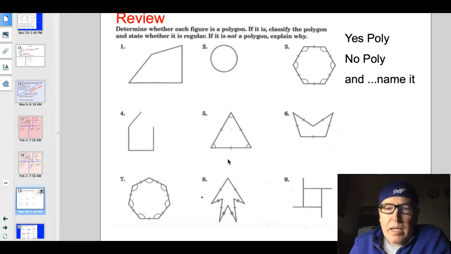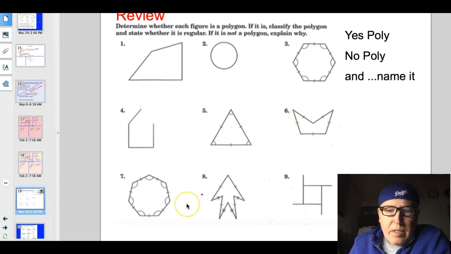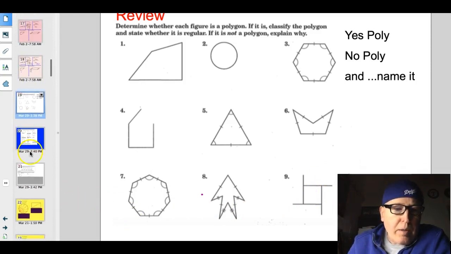Yes, this is a polygon. One area, straight lines, closed shape. Number 6. Yes poly. This is a polygon. It's concave. It's pushed in here, but this is a polygon. It's got one area, straight lines, closed shape. Number 7. Yes poly. How about 8? Yes poly. And 9. No poly. This is not a polygon. It's got dangling lines here, so that is not going to be one. Let's just take a quick peek here.